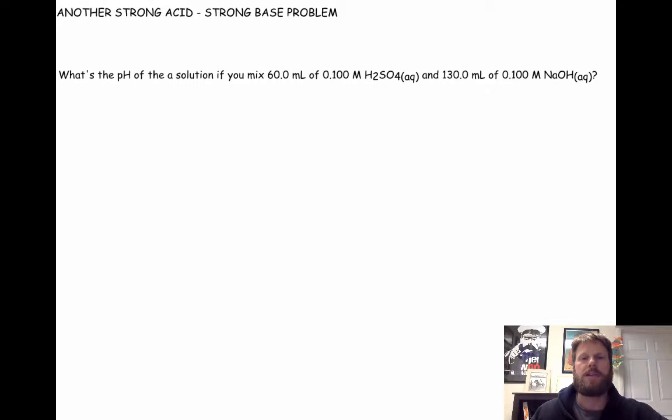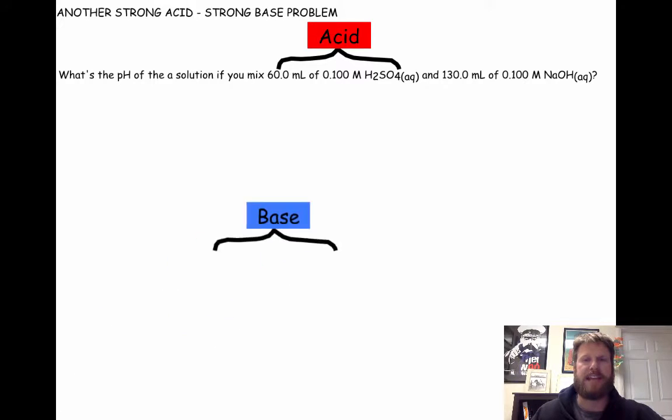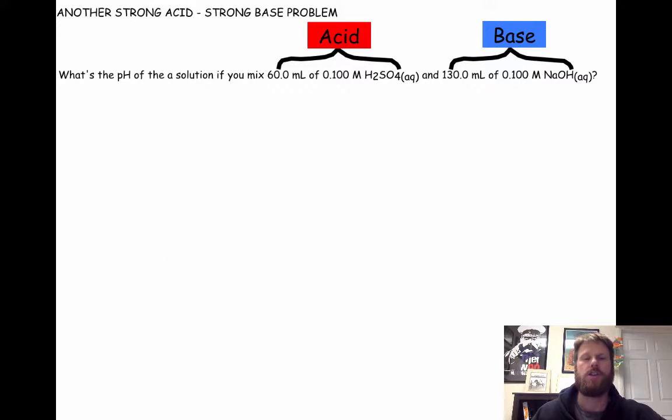Let's try another one of these because they can be a little tricky. What about the pH of a solution by mixing 60 milliliters of 0.1 molar sulfuric acid and 130 milliliters of 0.1 molar NaOH? So follow the procedure and you'll be fine. Here's your acid data and your base data. You need to use that data to figure out how many moles of acid and how many moles of base you have. There is a slight trick to this problem when looking at H2SO4.